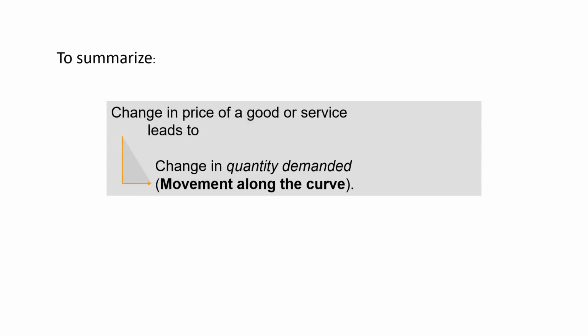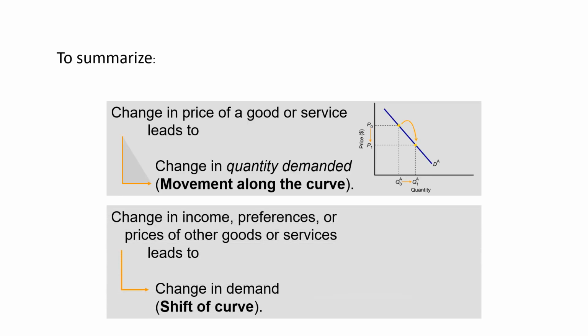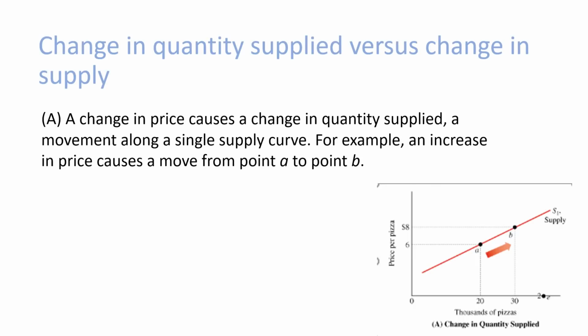Now to summarize, a change in the price of a good or a service leads to what? A change in the quantity demanded. That means a movement along the curve, which is moving from one point to the other along the same curve. A change in income, preferences, or the price of related goods or services leads to what? A change in the demand. When there is a change in the demand, that means there is a shift. It will shift either to the right or to the left. It depends whether it will increase or decrease.